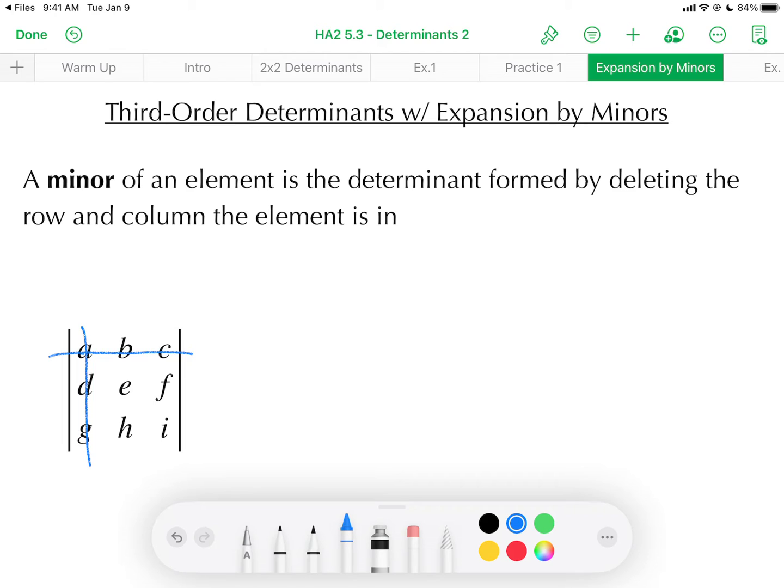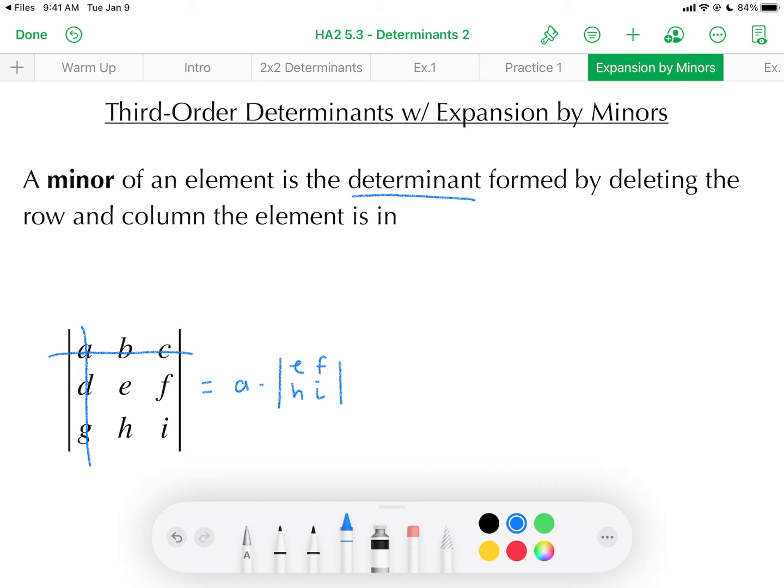Okay, so notice the minor is known as the determinant formed by deleting the row and the column. So here's how we can use expansion by minors for this 3x3. Here would be a possible setup. You're going to take that first element of matrix A, and you're going to multiply it by its minor, which would be E, F, H, I. And notice the notation here. I've got the straight lines to represent that that is a determinant.